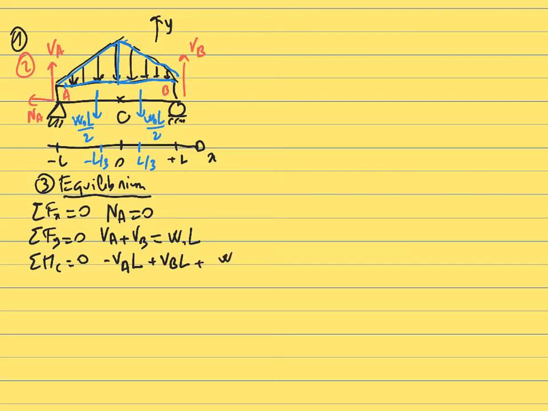So the intensity of the force is W0L/2 multiplied by the arm of the force. The arm of the force is L/3, so the moment is going to be W0L/2 divided by 6.